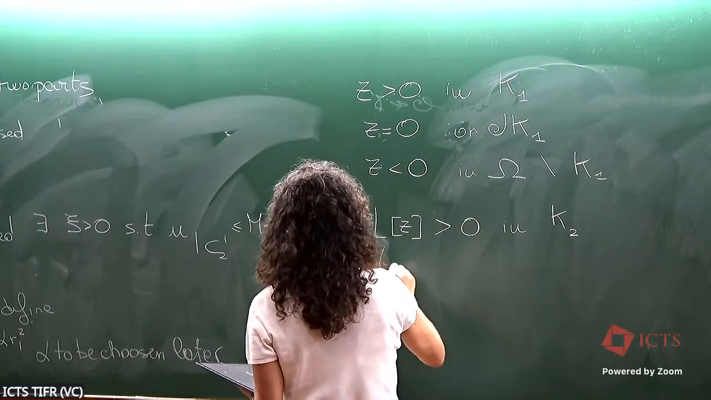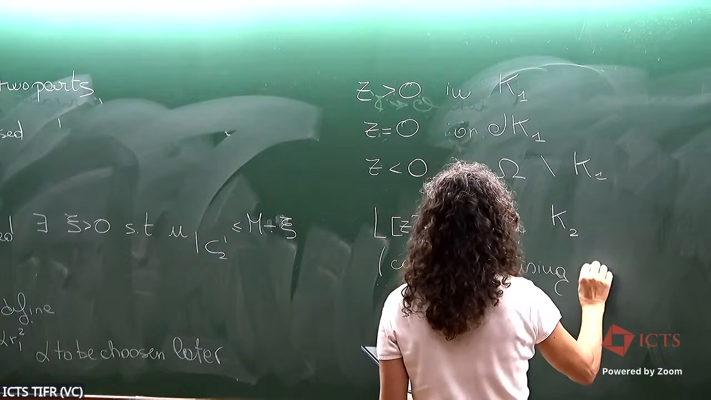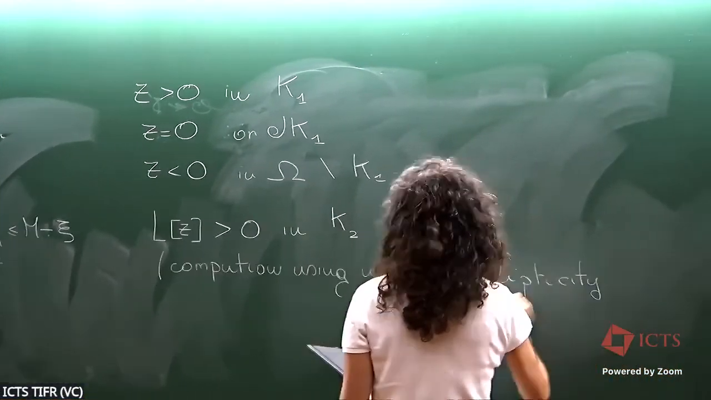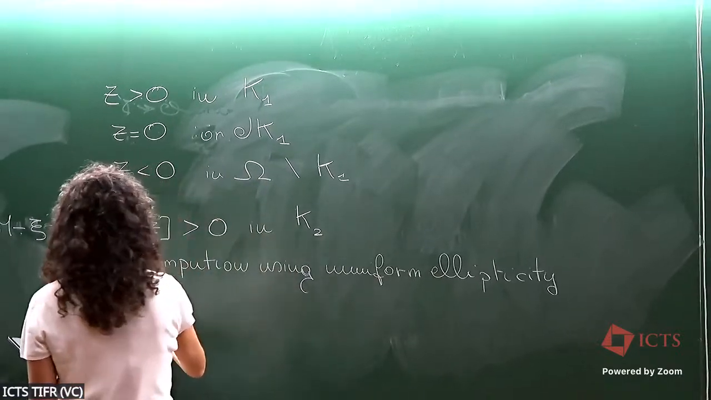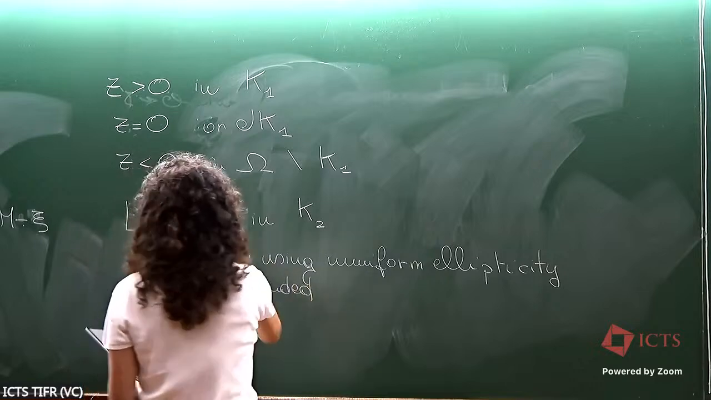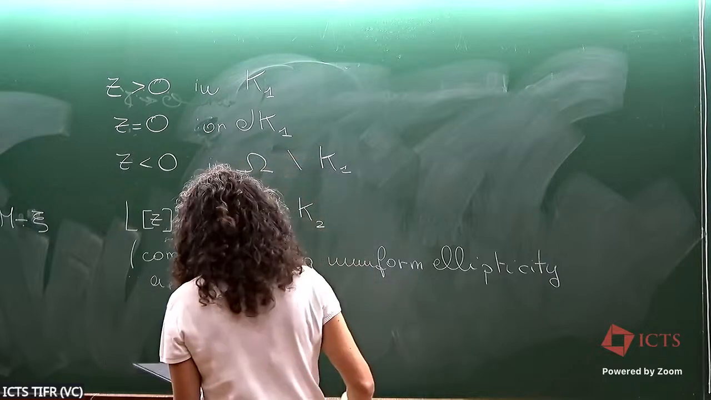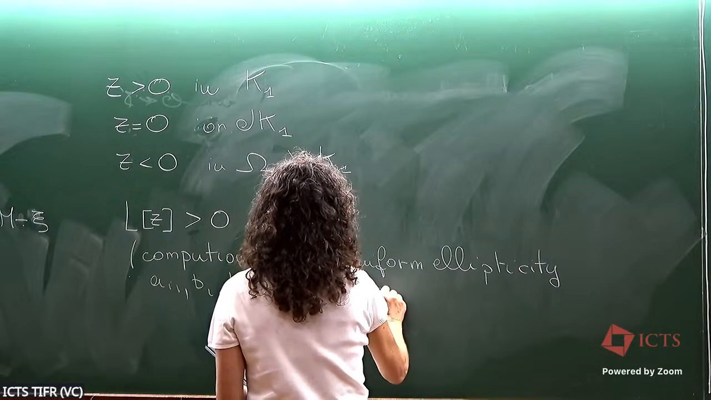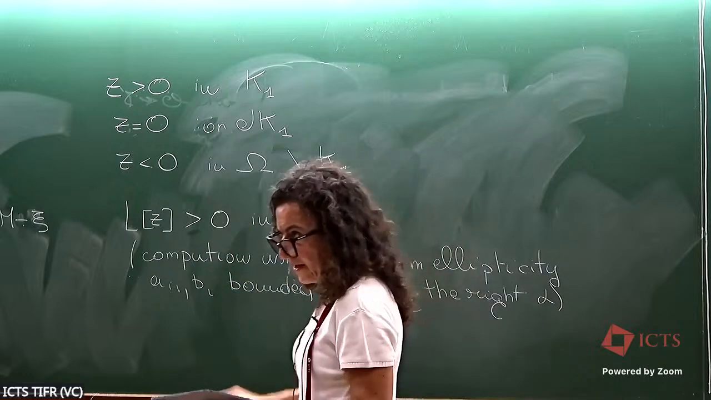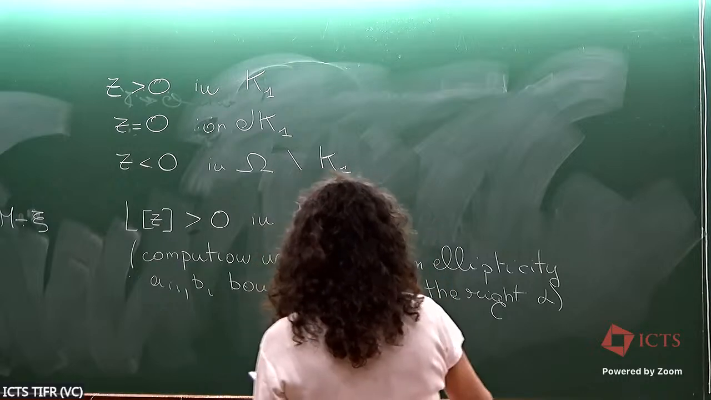Okay, here you use the computation using uniform ellipticity and Aij, Bi bounded. And here, in order to have L of Z larger than 0, you need the right choice of alpha. Choosing the right alpha. Believe me, it's not an art computation. It's something that you can do. So choose alpha large enough.